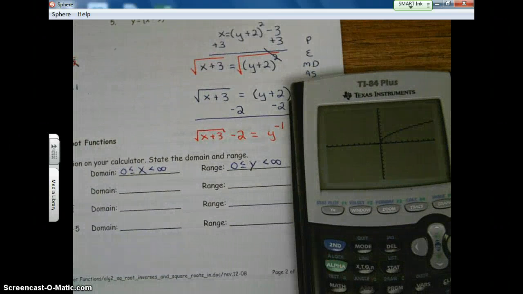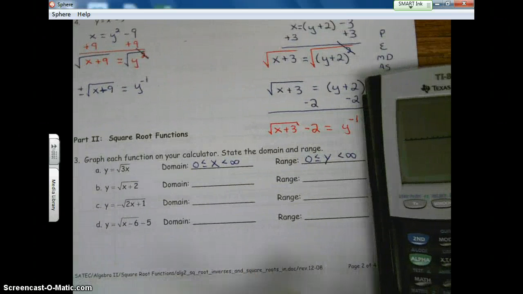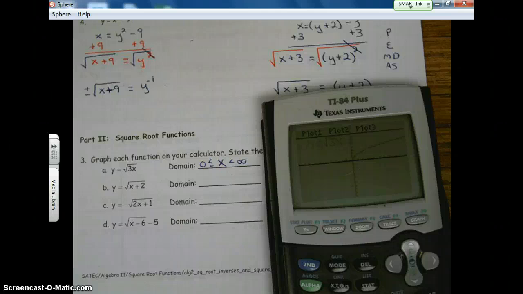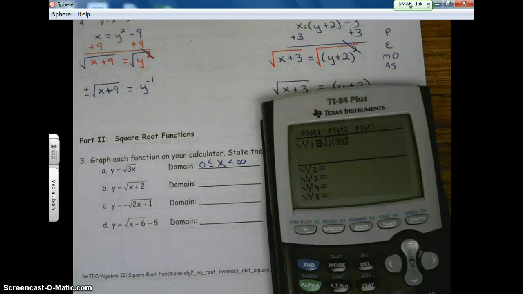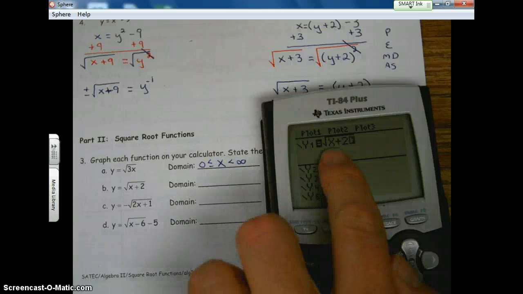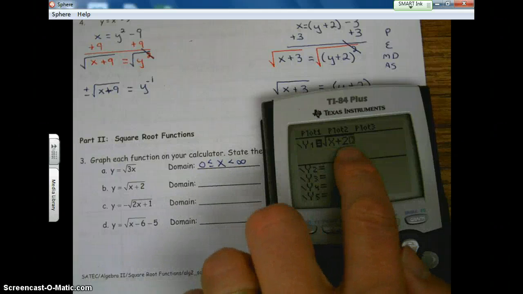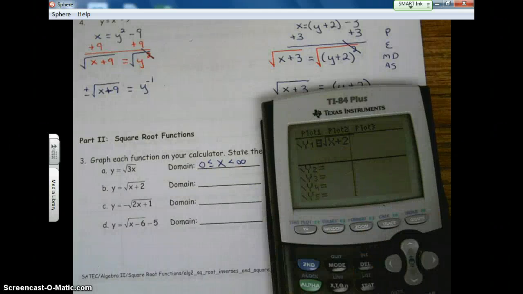So, let's see. Let's take a look at B. Let's go to y equals. It got x plus 2. So basically, this is our parent function. Move 2 units to the, that's right, left.